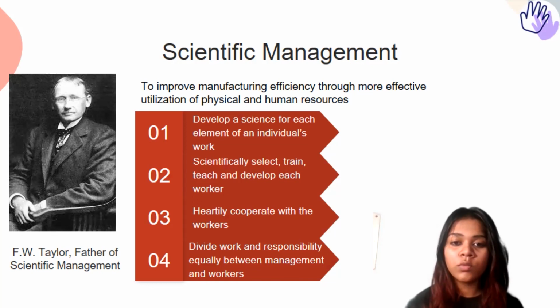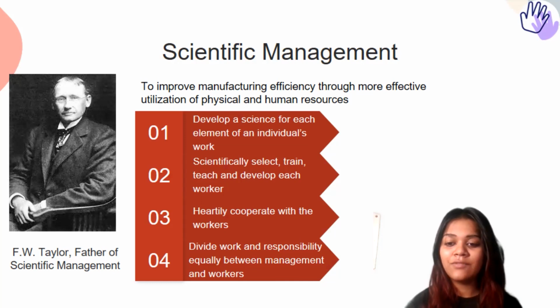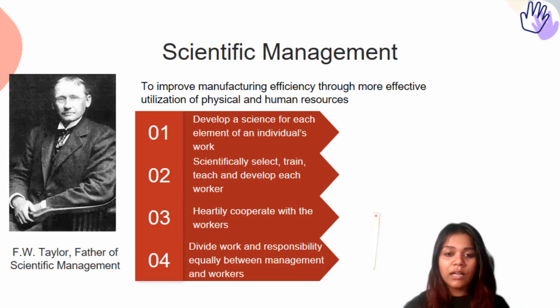Because his basic focus was how he can make the process better. So the first principle he gave regarding that, to remove the rule of thumb and focus on the scientific study. Prior to this, workers used approximation method. Then second one is scientifically select, train, teach, and develop each worker. And before he gave this principle, there was no training given to the workers, and it was believed that they would train themselves.